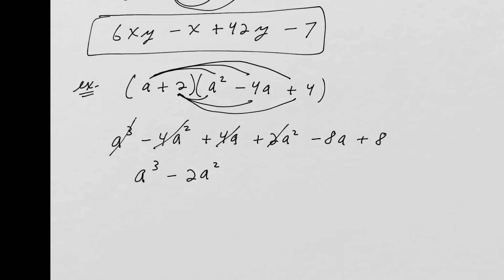And then 4a minus 8a is negative 4a. Right? 4 minus 8 is negative 4. And then I just have a constant plus 8. So write that down. So that would be the answer. Right? I just multiplied each term in the first polynomial by every term in the second polynomial, and then at the end I combine like terms.